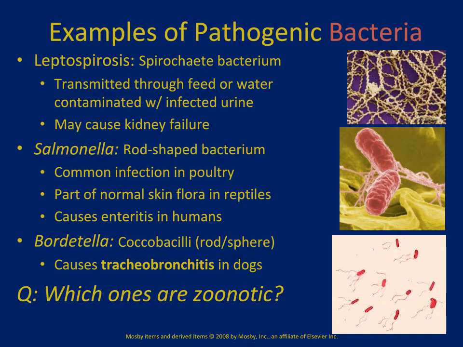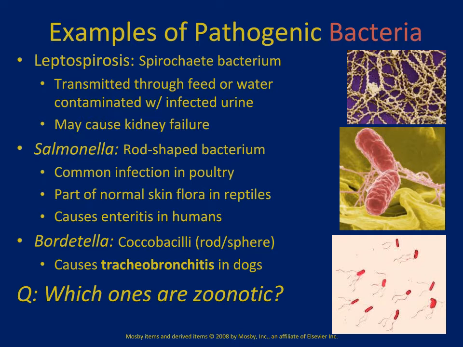Examples of pathogenic or disease-causing bacteria include things like leptospirosis. Now, leptospirosis is a disease caused by a spirochete bacterium. Spirochete just means it has a spiral corkscrew shape, and this is a bacteria that's transmitted through feed or water contaminated with infected urine. So usually things like mice and pigs can spread leptospirosis in the water supply. So if your dog ingests the bacteria, it may come down with leptospirosis, which can cause a lot of problems. It can cause liver damage and kidney failure, among others.